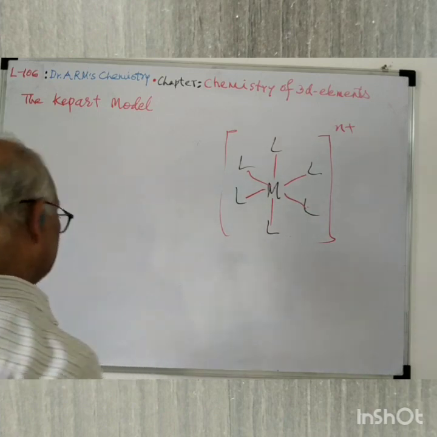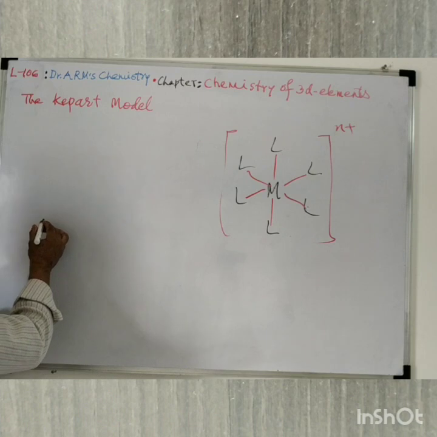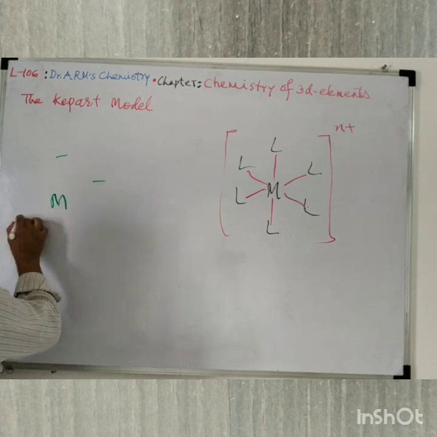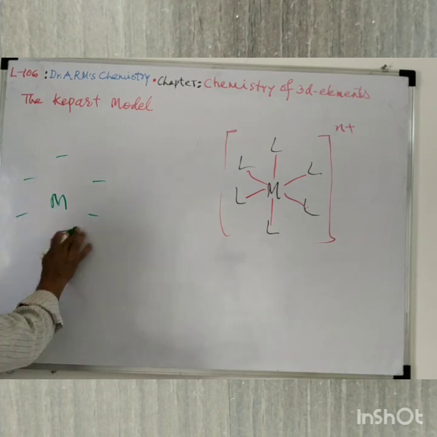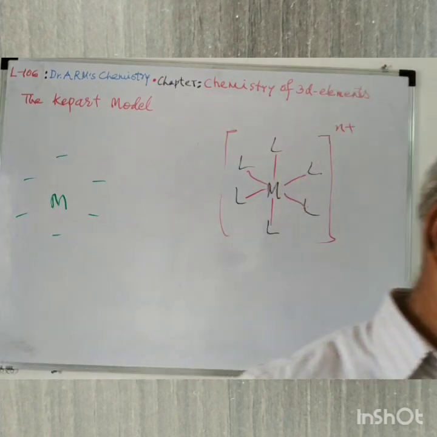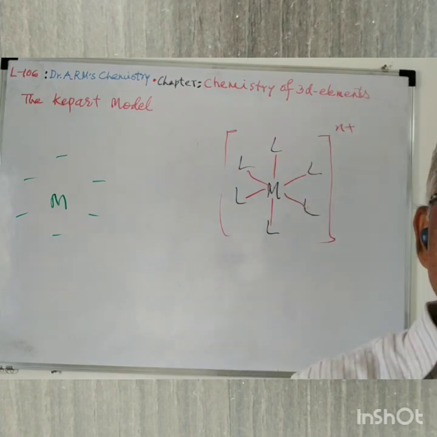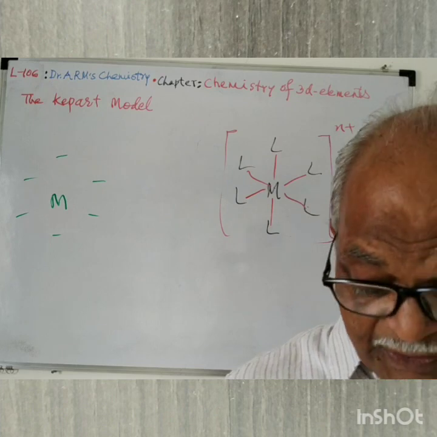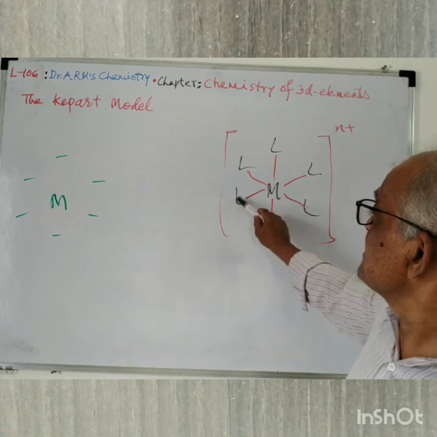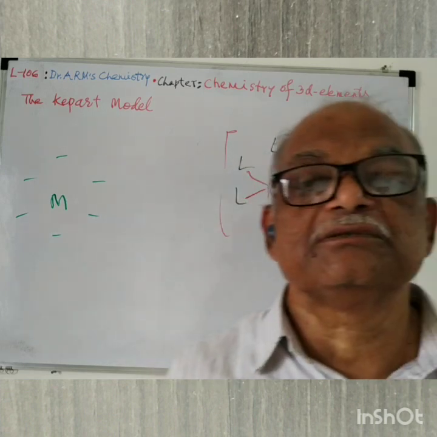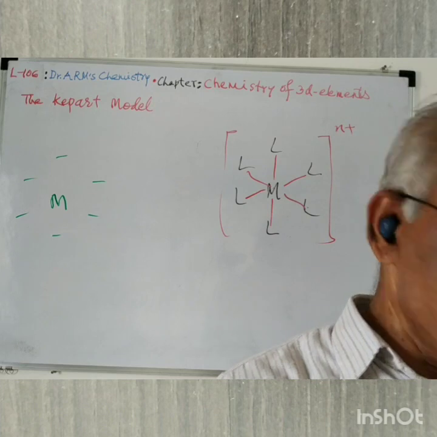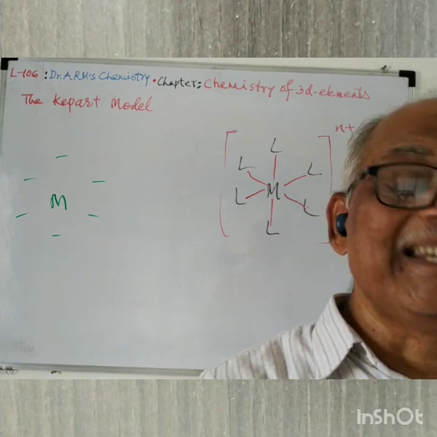According to the ionic effects, we say that the metal ion is at the center and the negative charges are surrounding it like this. So this is showing electronic effects. The Kepert model ignores the non-bonding electrons. The ligands may have additional non-bonding electrons and they may also create some electronic effects. So these are ignored in the Kepert model.